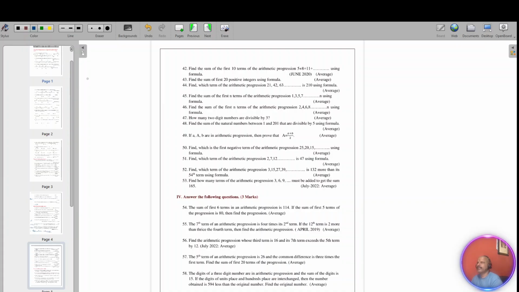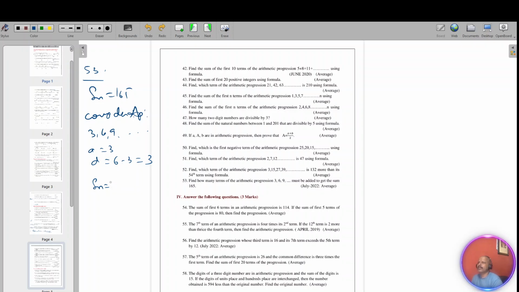We'll move to the next question, 53. Find how many terms of the AP must be added to get the sum, means Sn is given. Find N here. Consider the AP, what is the AP? 3, 6, 9 and so on. A equal to 3. D equal to 6 minus 3, which is 3. N we don't know. We want to find N.